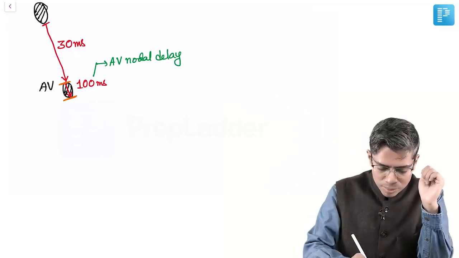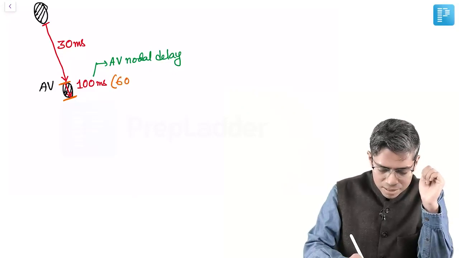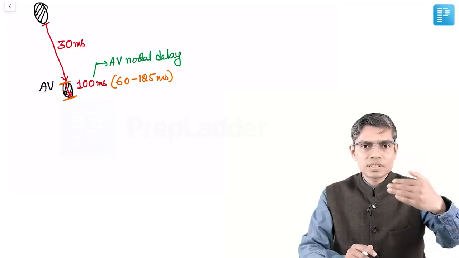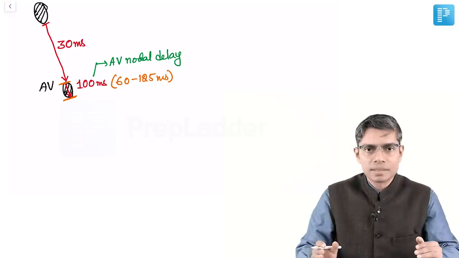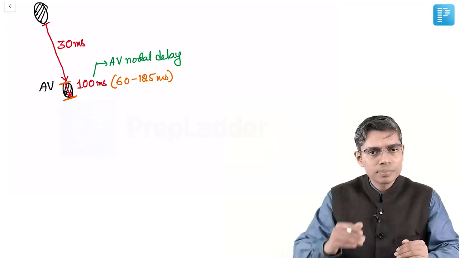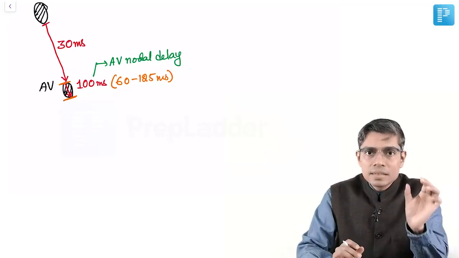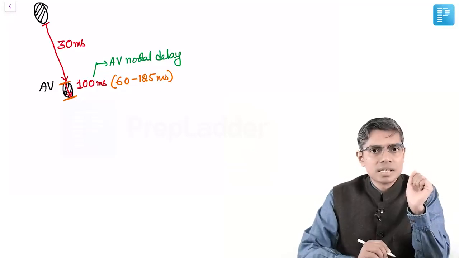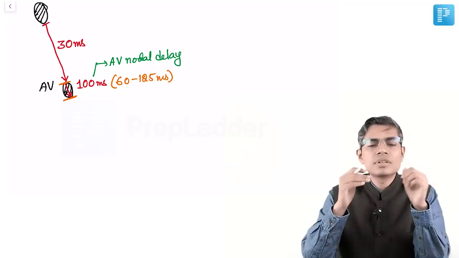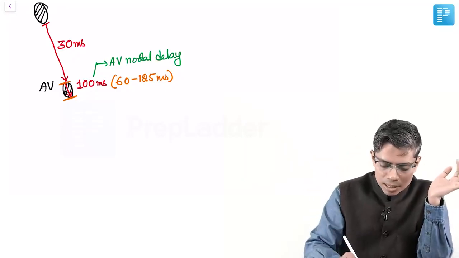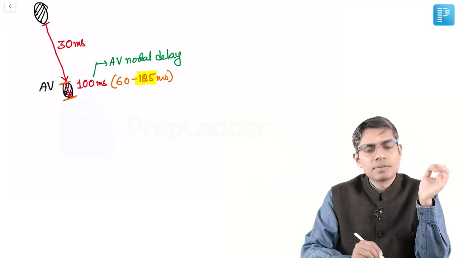You must remember that there is a range, and this range is 60 to 125 milliseconds. That means when the conduction through the AV node is faster, suppose the heart rate is higher, then the conduction velocity through the AV node will be a little more, and the AV nodal delay will be lesser, that is 60 milliseconds. And when the conduction through the AV node is very slow, for example when the heart rate is very, very slow, then the AV nodal delay can rise up to 125 milliseconds.